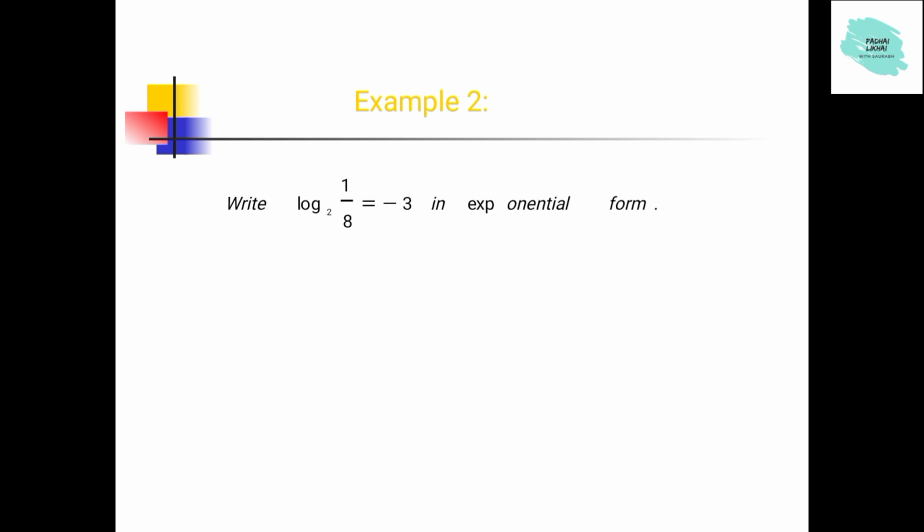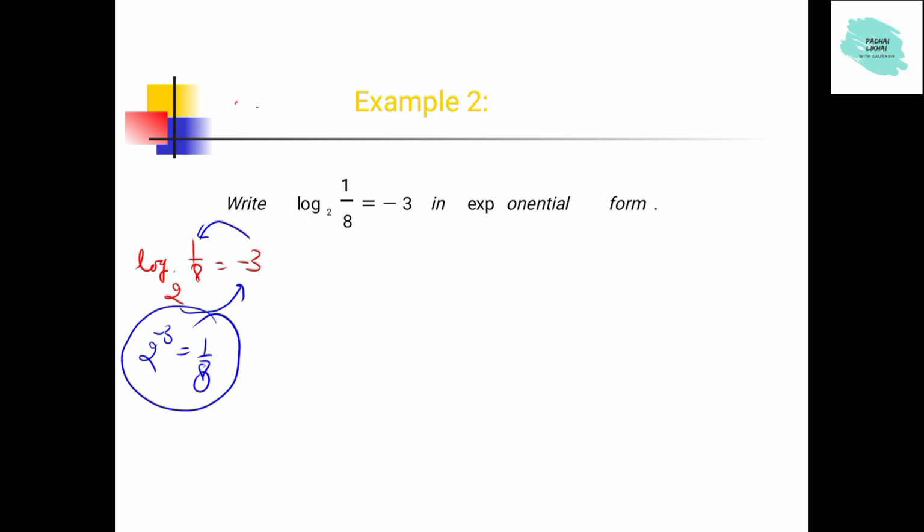This problem is written as log 1 by 8 base 2 equal to minus 3. Again follow the cyclic pattern. What is it? 2 to the power minus 3 equal to 1 by 8. So this is how we convert from log form to exponential form and exponential form to log form.